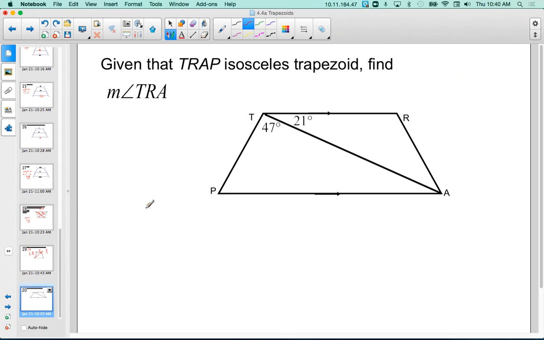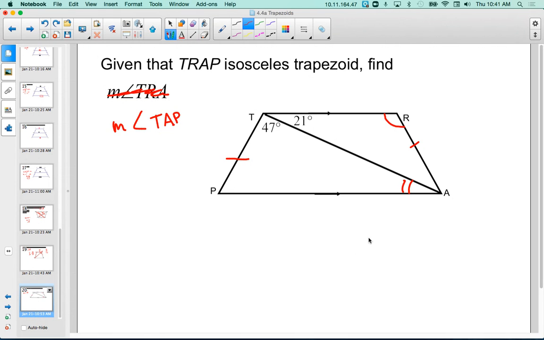Given that TRAP is an isosceles trapezoid, find the measure of angle TRA. So we got TRA. This is the angle we're looking for. This one's pretty straightforward. If we add these two together, we should be able to get this one. Tell you what, I'm going to switch this problem up around. We're not going to find TRA. We're going to find the measure of angle TAP. So we're actually going to try and find this angle right down here.